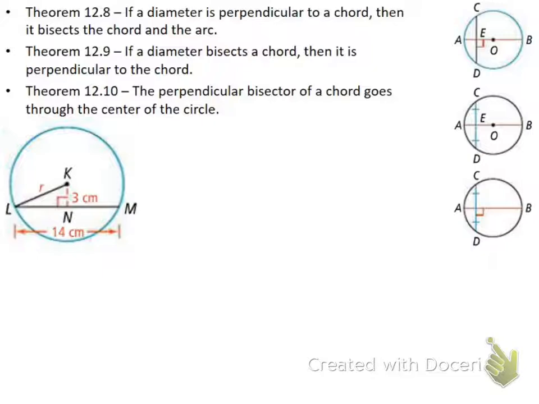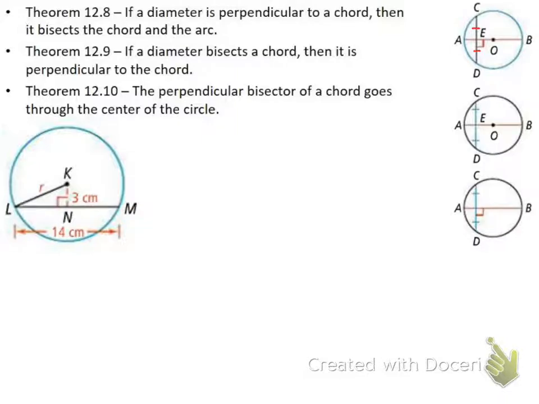The next one, just three theorems, all saying the same thing. In the first picture, I have a diameter that is perpendicular to a chord. AB is my diameter, CD is my chord. So if it's perpendicular, it means that the chord is being cut in half. So go ahead and put a single line through. So I know that CE is equal to ED.